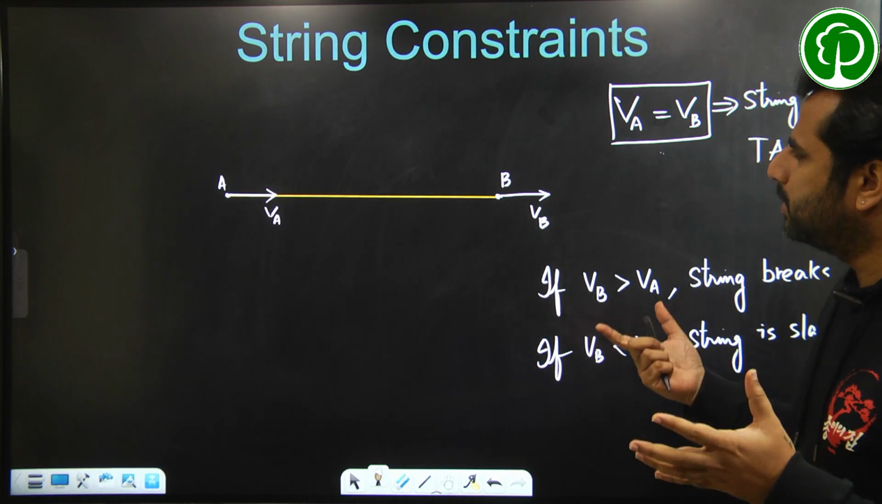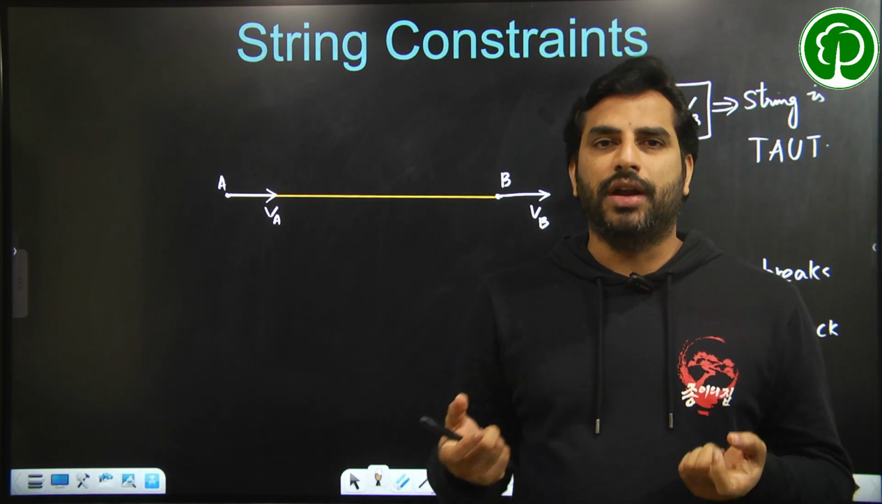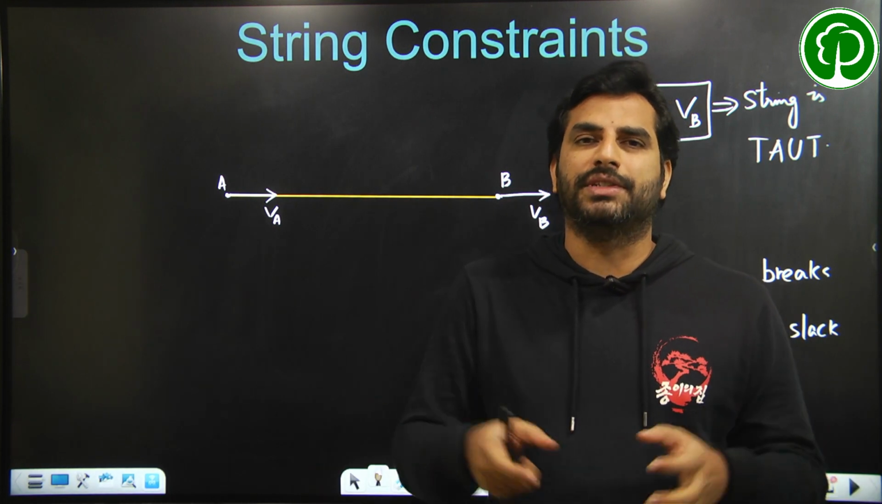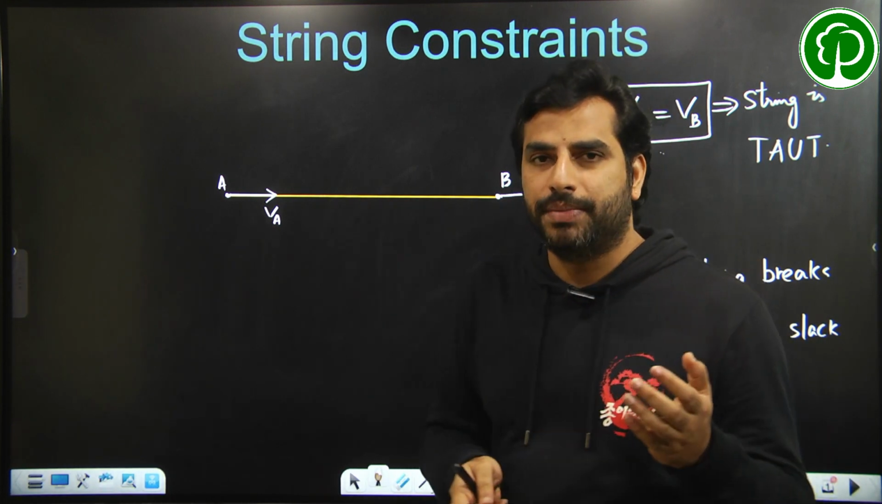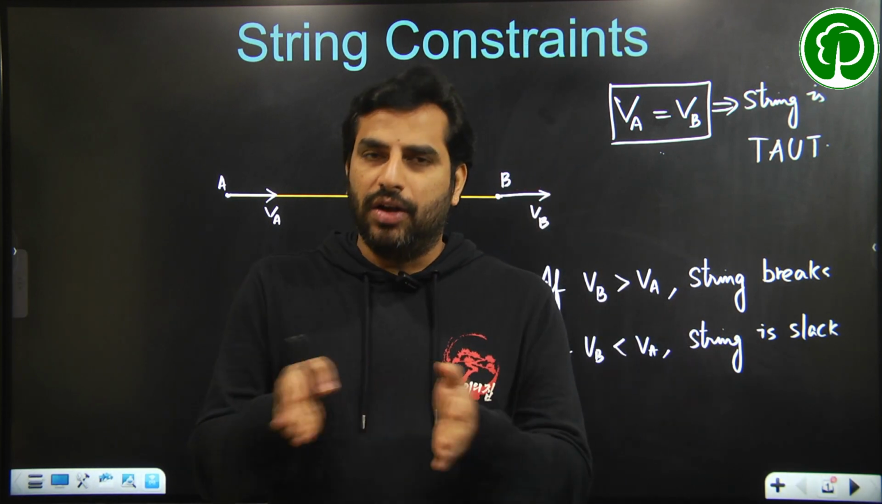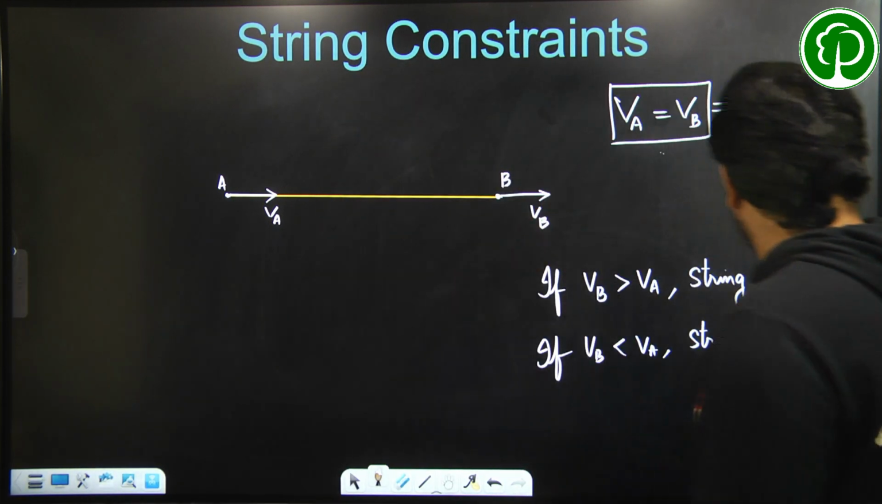The same thing can also be applied for a rod. If it is a rod, there is no case of rod breaking or rod becoming slack. Definitely the velocity components of the ends of the rod must be equal along the length of the rod. Let us see one example.